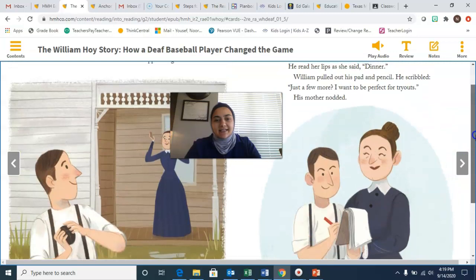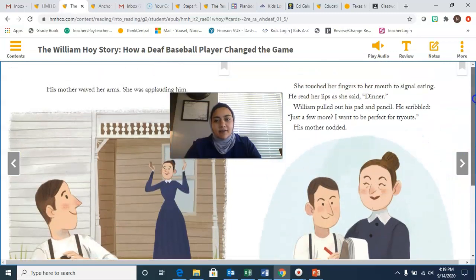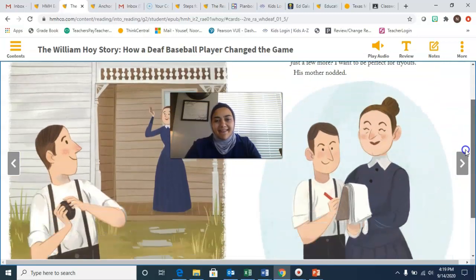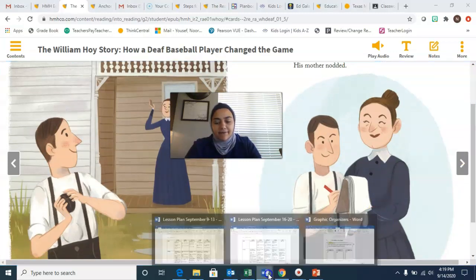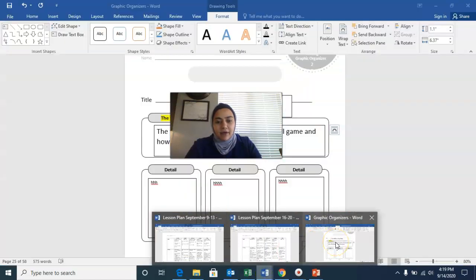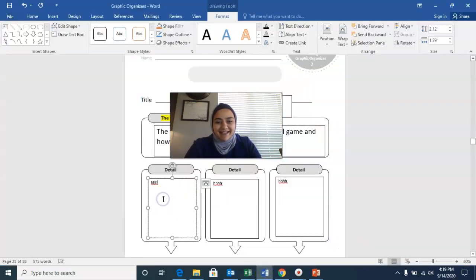So what does this tell us about this character? What does this tell us about William? It tells us that William is a hard worker, right? And he really likes baseball. So that's something we know, and we can write that in one of the detail boxes. So you are going to write, William is a hard worker and loves the game baseball.